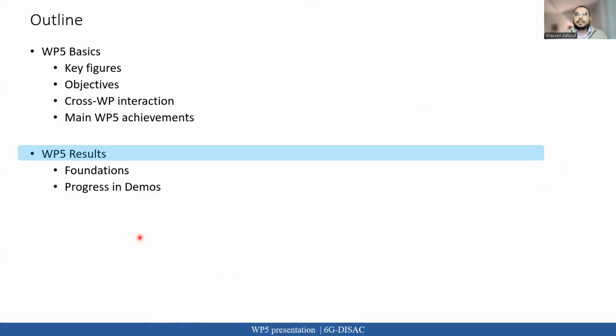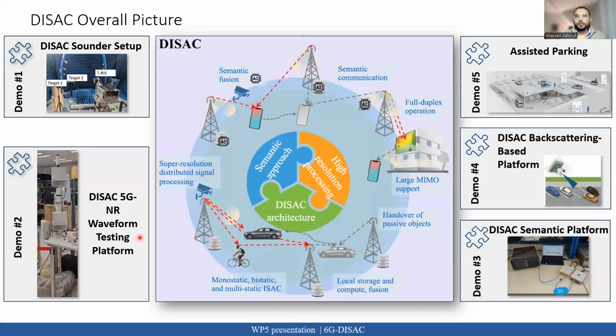Let us now delve deeper into the results and outcomes of the work package, starting with the overall picture of DISAC. In fact, the DISAC framework, which is again distributed intelligent sensing and communication, encapsulates different aspects ranging from communication aspects such as the semantic communication, the full duplex operation, the MIMO support, and among other things, to the sensing aspect, which includes aspects like monostatic, bistatic, and multistatic ISAC, as well as how to fuse, how to compute, and to store all of this data.